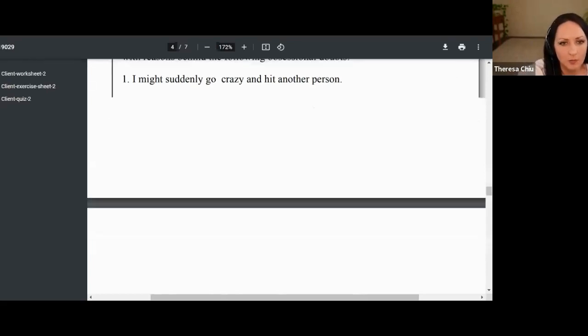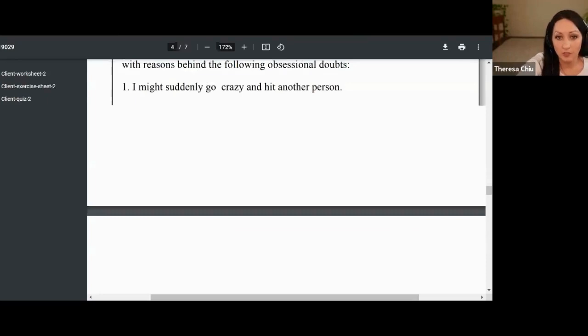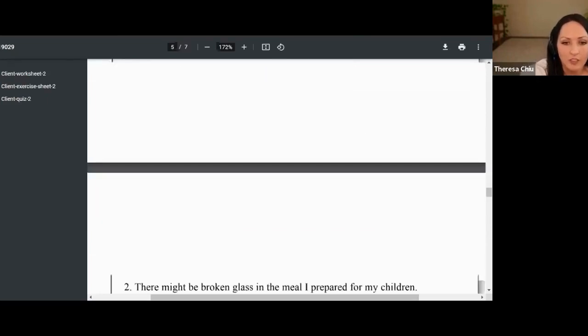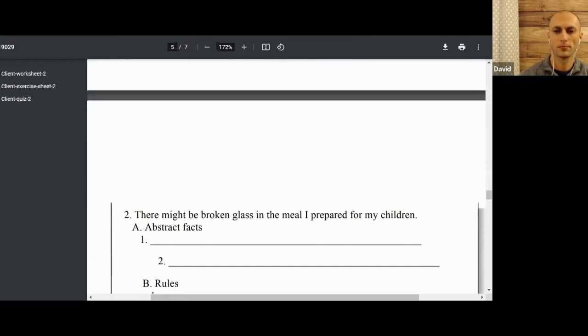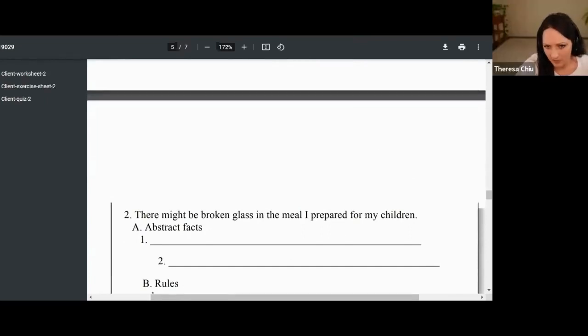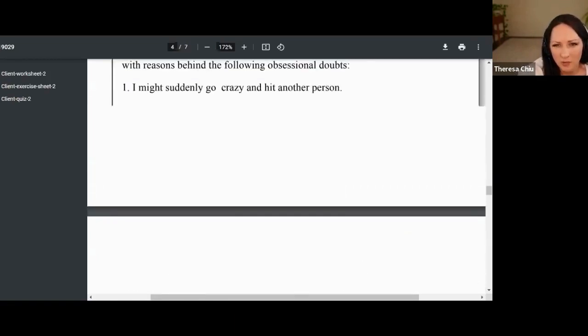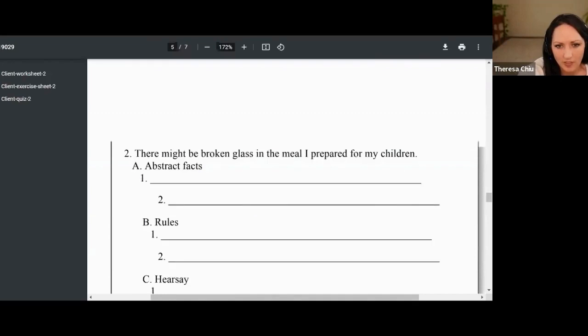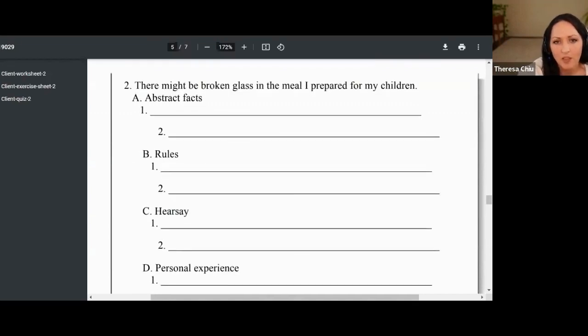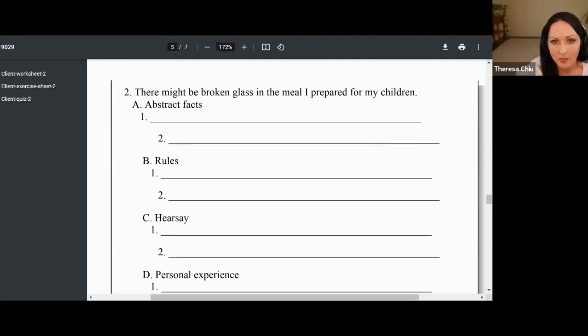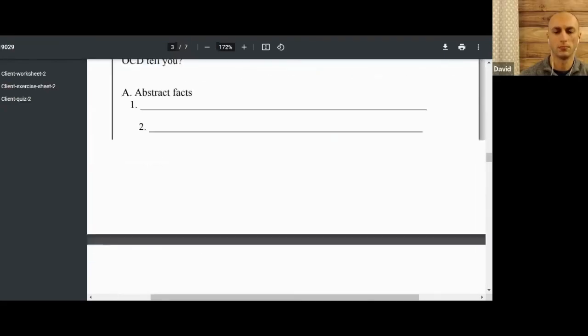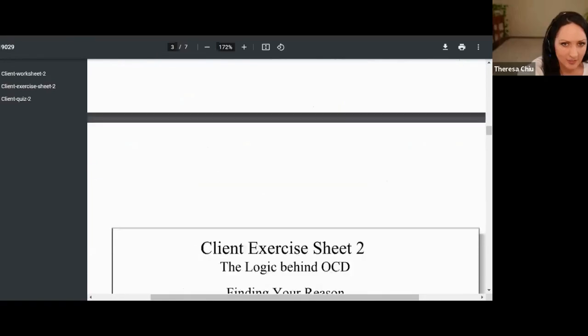Here are two examples. The first one: I might suddenly lose control and hit someone else. The other one: there might be broken glass in the meal I prepared for my children. We're not going to do the first one, since it's very similar to yours, so let's go with the second. Let's keep in mind this is a parent who has doubts. What if there's broken glass in the meal I'm making for my kids? So their doubt is, what if there's glass in here?